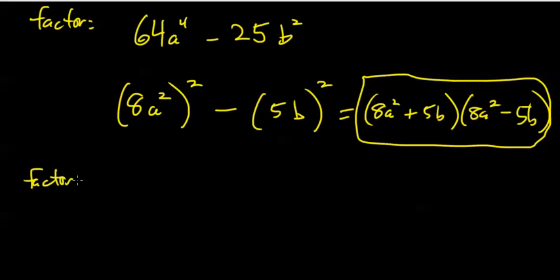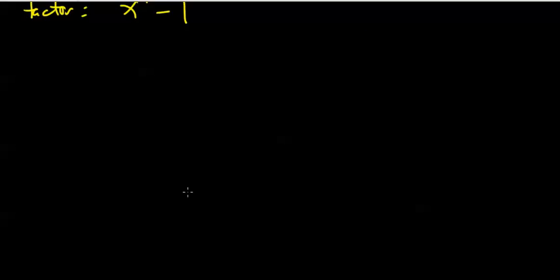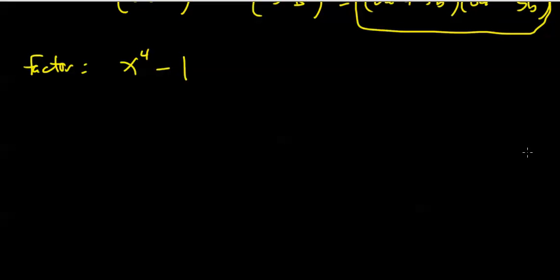Let's try another one. Factor x to the fourth minus 1. Alright, well, a little bit of a trick here. Let me show you where we're headed. If we have x to the fourth minus 1, well, 1 to any power is 1. So what I can do is take that x to the fourth and rewrite that as x squared squared. And of course, 1 is equivalent to 1 squared.